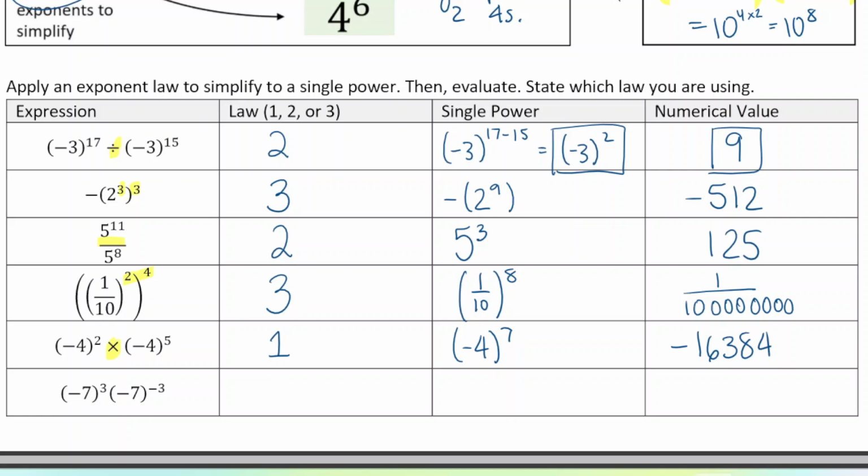Okay, and this one, again, law number 1, we're multiplying. And we add the exponents. The 2 exponents are 3 and negative 3. So when we add those together, we get 0. And anything to the power of 0 we learned last lesson is equal to 1. Okay, so that's a quick overview of the exponent laws.